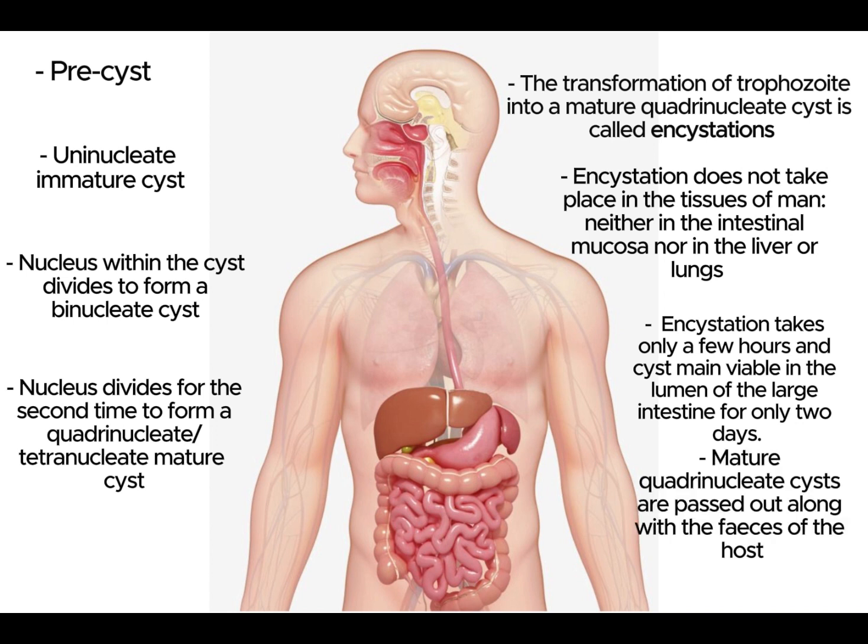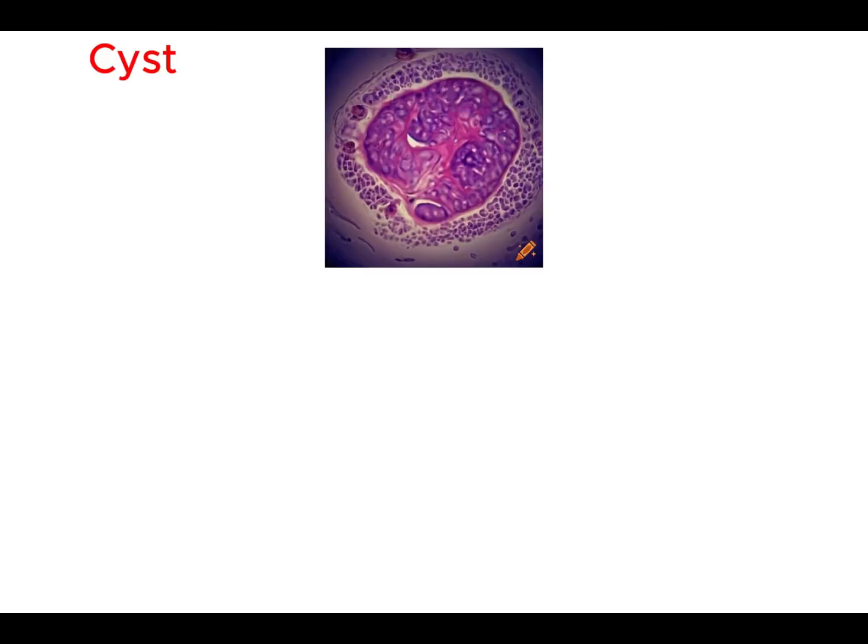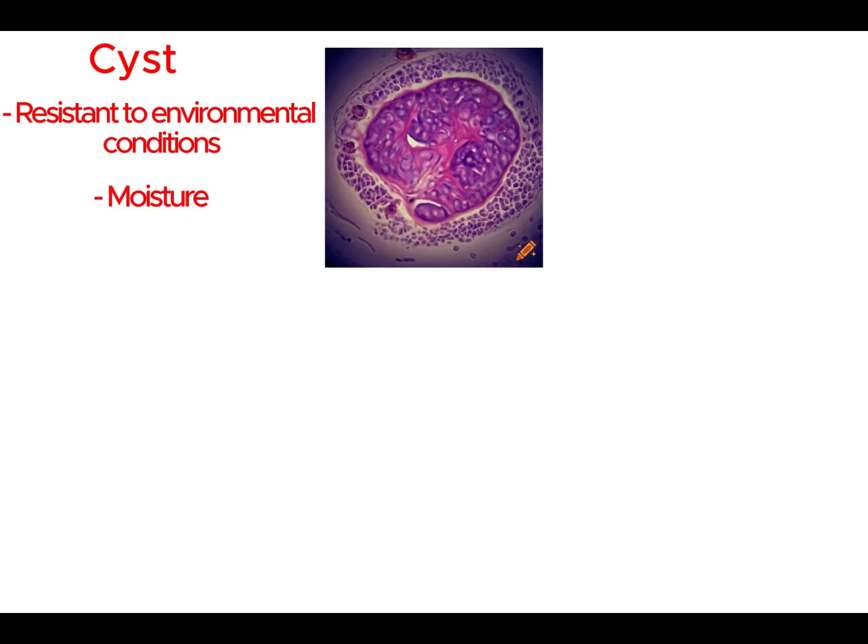The mature quadrinucleate cysts are passed out along with the feces of the host. About 45 million cysts may be voided from one infected person in a day. The cysts are resistant to environmental conditions and can live for a few weeks to a few months depending on the temperature. Moisture is essential for the long existence of the cyst. They can live up to 10 days in a moist stool. The cysts are, however, susceptible to desiccation.